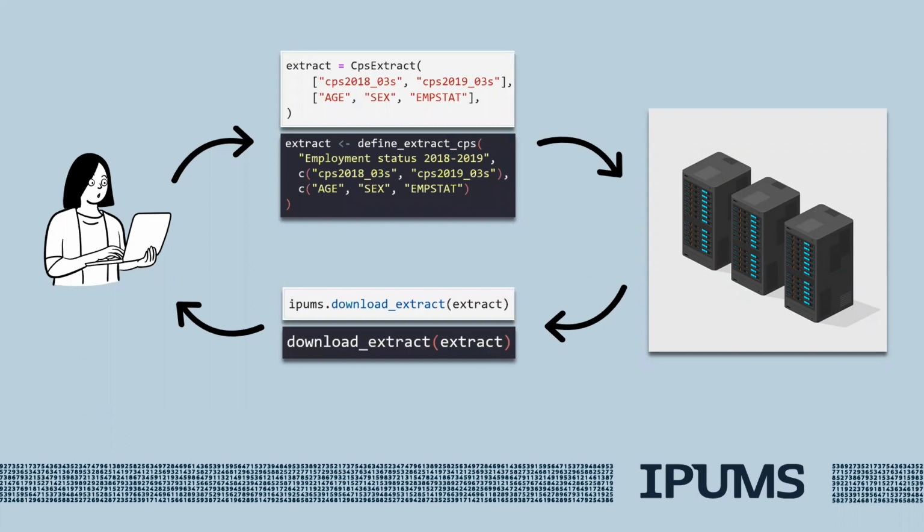The API provides an interface to do the same thing, but using code. Here we can see some snippets of Python and R that define extracts up here on the top and download them here on the bottom. And before I lose all of my Stata users out there, there is a way to leverage Python from within Stata to interact with the IPUMS API from your do files. I'll point you to some more resources on that later. So if you are a Stata user, please don't give up on this yet.